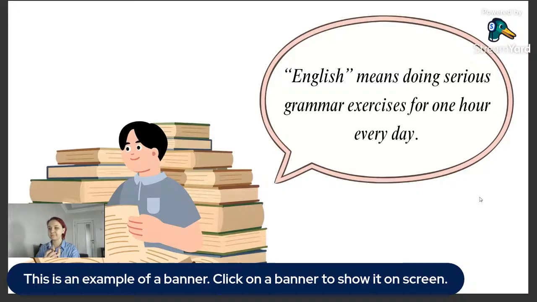This is the problem. English means doing serious grammar exercises for 1 hour every day. That's a very, very typical and common, maybe a little bit exaggerated, but the idea is usually this. English means doing something serious, boring most of the time, God forbid having any fun with it, only doing grammar exercises, 1 hour every day. This is serious learning. This is English.